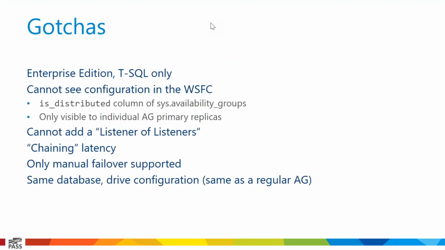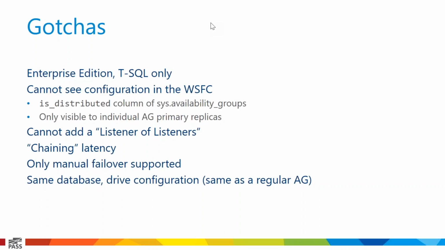As with a standard AG, your entire drive configuration has to be the same. Again, no surprises here. Typical AG stuff, but I wanted to point out that this isn't going to solve that issue for you. So if your databases are on drive E and your logs are on drive F, you're going to have E and F everywhere. That would be true whether or not these are all standalones.